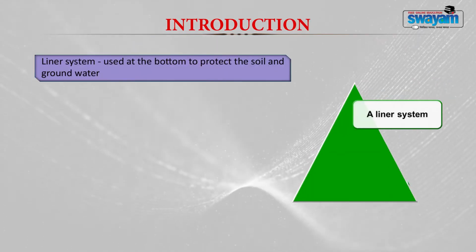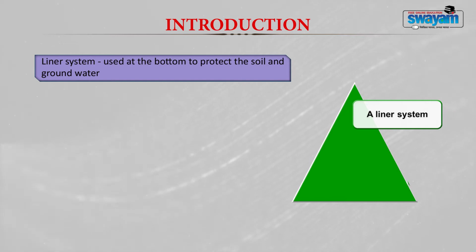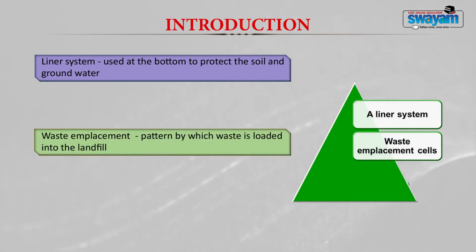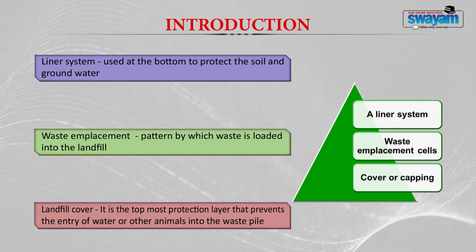Now, as I told you earlier, a landfill is an engineered structure where the waste is safely disposed and contained to avoid environmental and health effects. They are usually made of cells in which a discrete volume of waste is kept isolated from adjacent cells by a suitable barrier. This barrier can be a liner. It consists of three components: the liner system, laid at the bottom and at the sides, which keeps the waste away from the soil and groundwater. The waste emplacement, as I told you earlier, is the pattern by which the waste is loaded onto a landfill. Finally, the landfill cover protects the waste from the entry of water and animals into the waste pile.